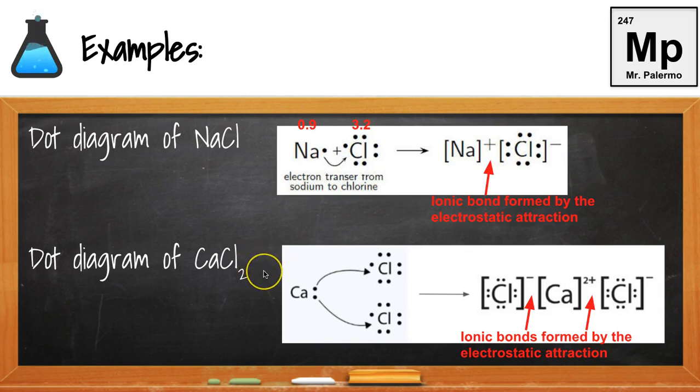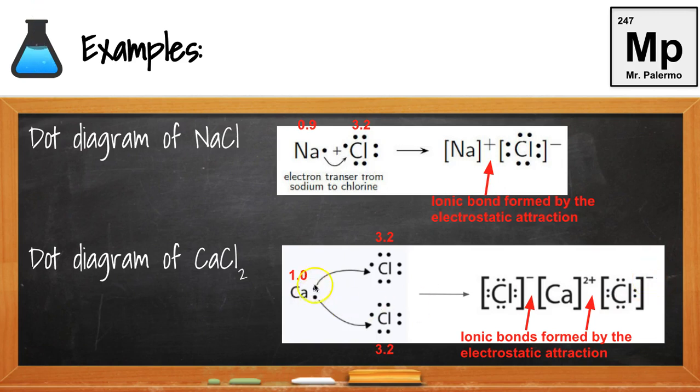Let's look at the dot diagram of calcium chloride and see how it's formed first. So calcium has 2 valence electrons, and chlorine has 7 valence electrons. And if you look at the electronegativities, they're similar to the previous example. Calcium has an electronegativity of 1, and of course chlorine is 3.2 as before. So the chlorine atoms have a much greater attraction for electrons. So this chlorine is going to take 1 of these electrons to complete its valence shell, and it's going to form the -1 ion. And then another chlorine is going to take the other valence electron and complete its valence shell, and now that forms the other -1 ion.